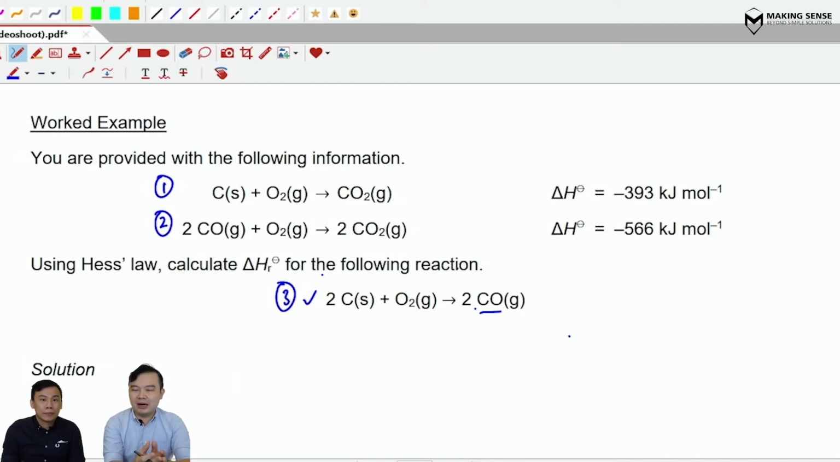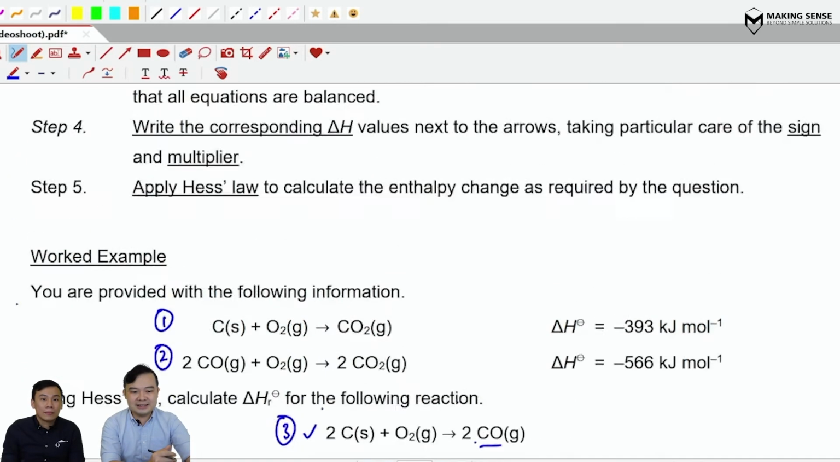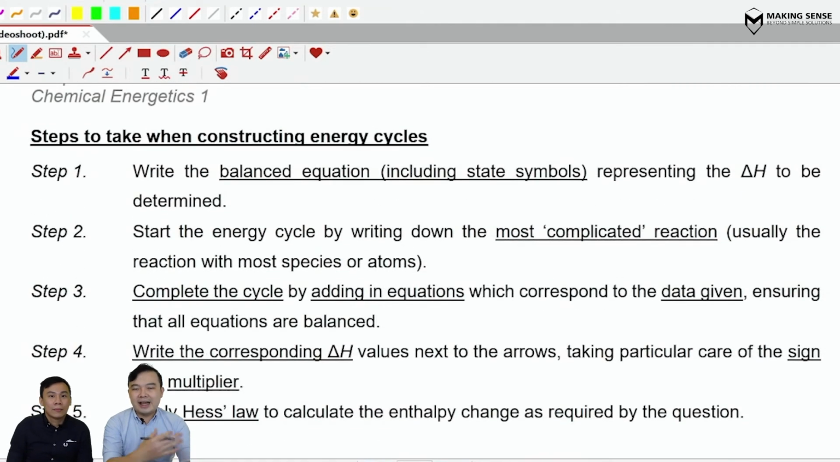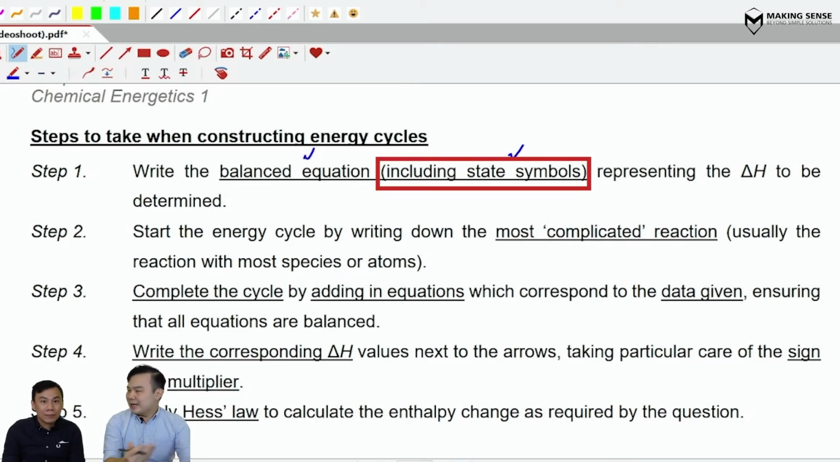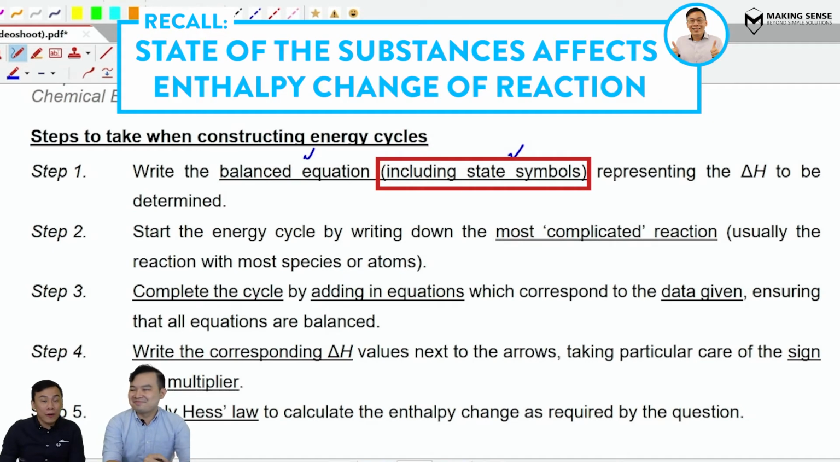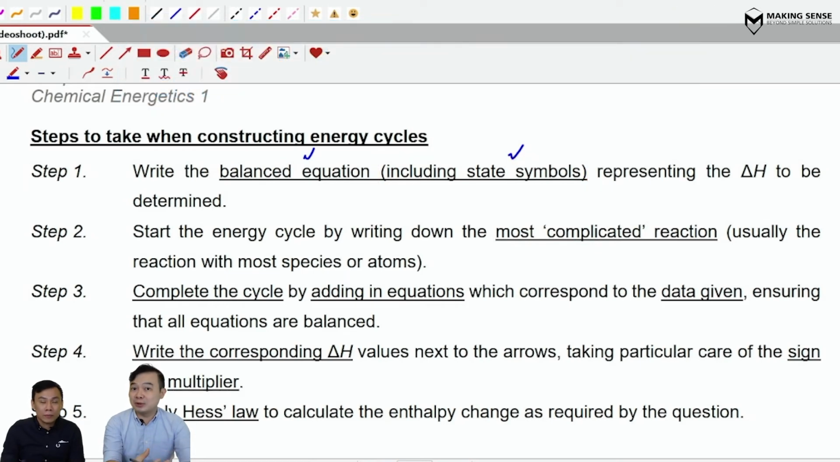This is pretty methodical, so just follow me closely. The first step is this. Every single time you start off with an energy cycle question, always write out the balanced equation. And like we mentioned earlier, we definitely need to put in the state symbols. Why is that so, Mr. Yap? Right, the state symbols would affect the enthalpy change of the reaction, so the state symbols are absolutely important in this case. That's right. In this chapter, every single time I ask you about an equation, you must put in the state symbols.